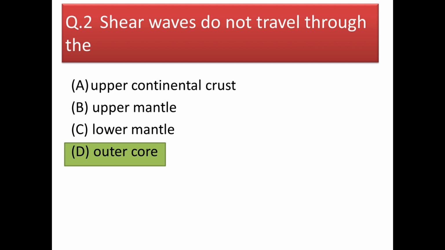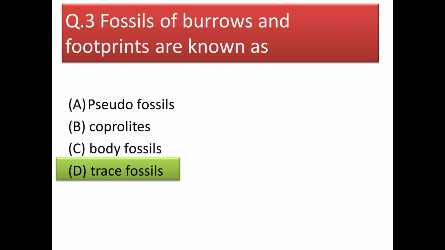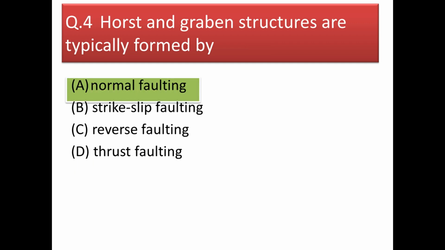Okay. Next question. Shear waves don't travel through the outer core because the outer core is liquid, and S waves don't travel through liquid and gas. Next question. Fossils of burrows and footprints are known as trace fossils. Okay. Next question. Horst and graben structures are typically formed by normal faulting, and these structures are generally found where there is rifting.